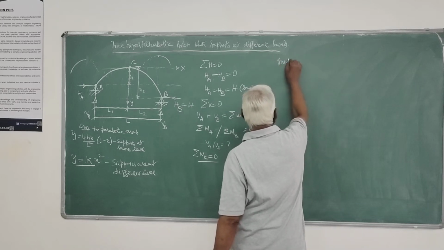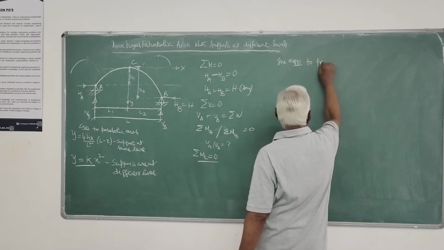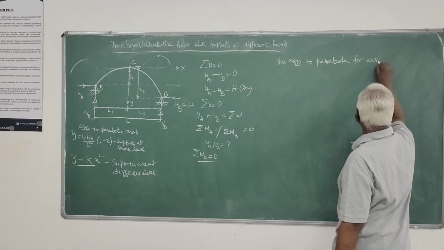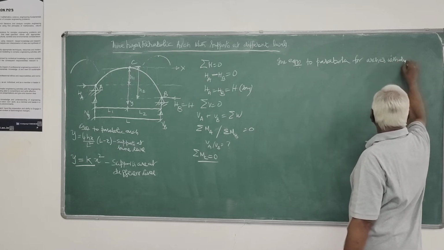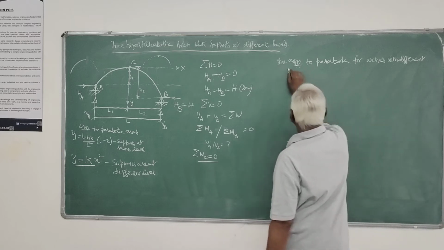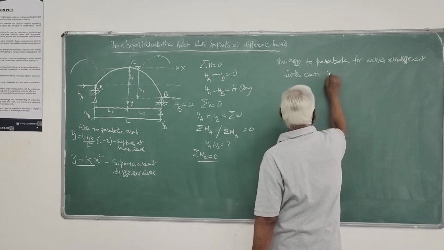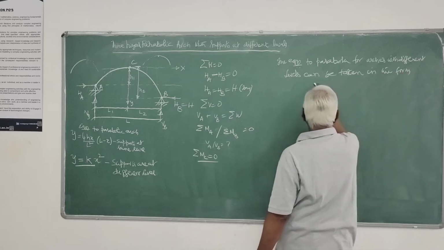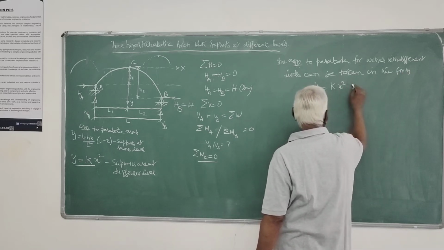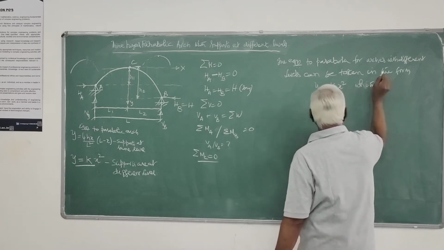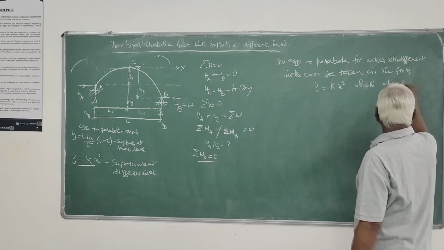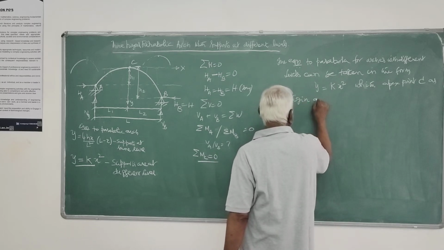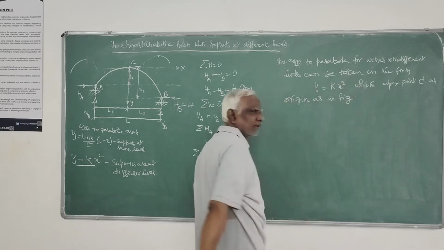So the equation of parabola for arches with different levels can be taken in the form y equals kx square with apex point C as origin, as in figure.